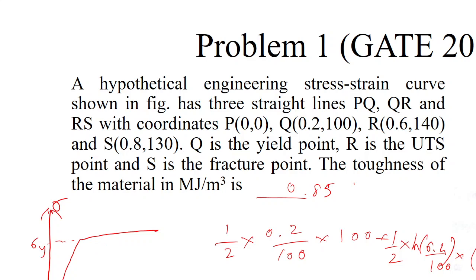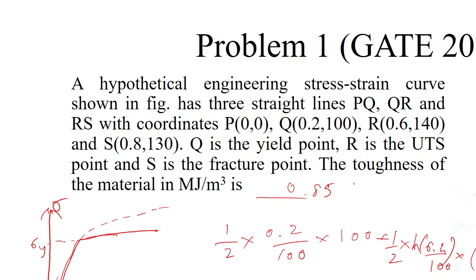After loading it up to the yield point, I continue the loading, but the stress value does not increase, which is an ideally plastic material. Whereas if the curve after the yield point rises like this, then it is strain hardening, which means we have to provide more stress to continue the deformation. So I am loading a material beyond the yield point, entering the region of plastic deformation.